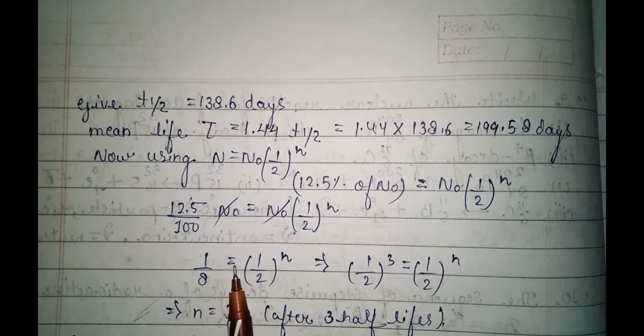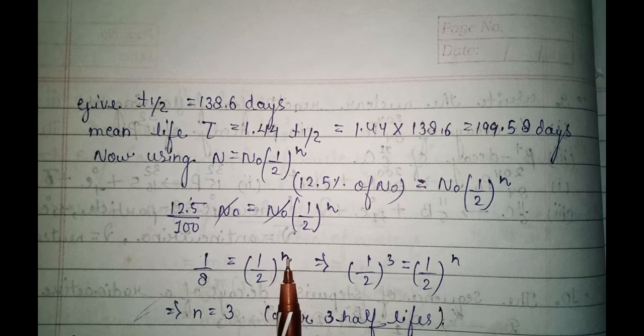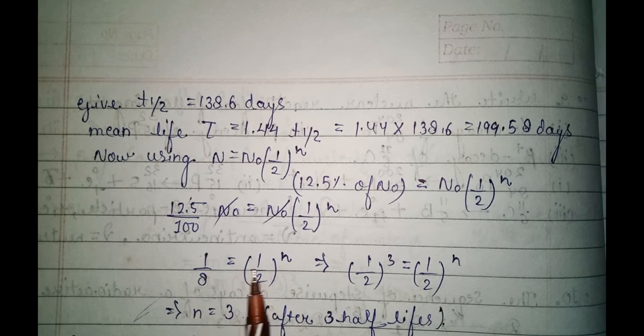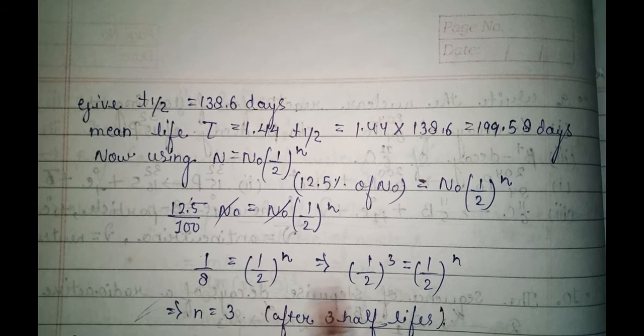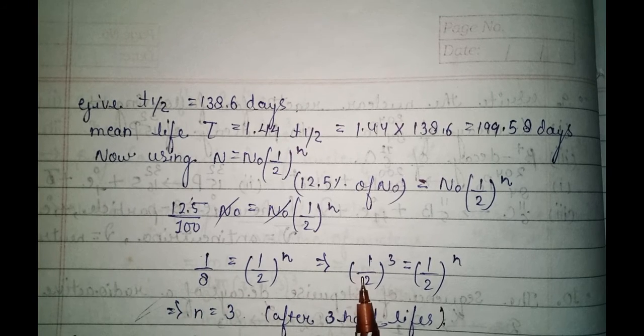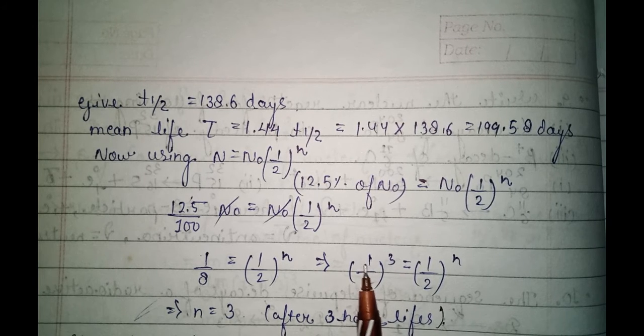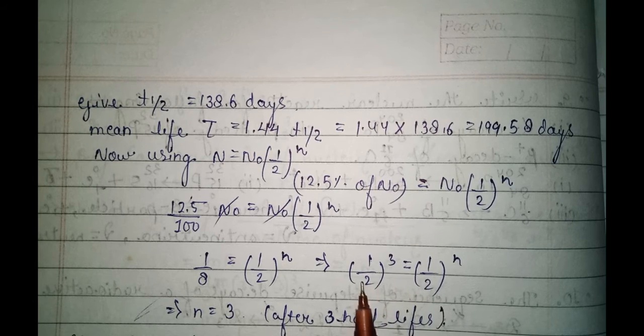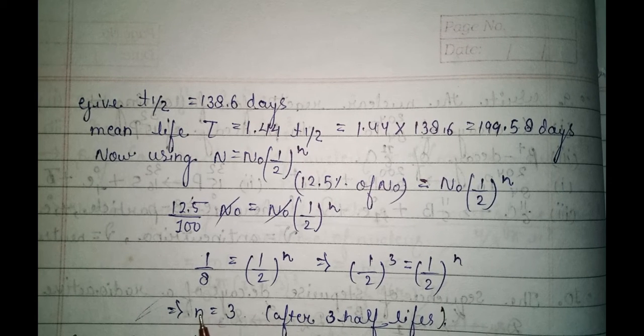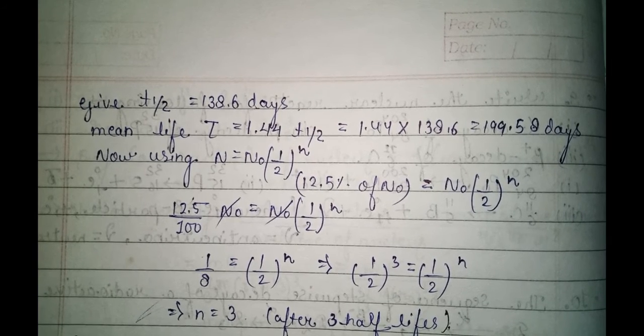Now we get 1 upon 8 is equal to 1 by 2 raised to the power n. Now we know that if the bases are equal in an equation, then their powers must also be the same. So we can write this 1 upon 8 as 1 by 2 raised to the power 3, because 2 raised to the power 3 is equal to 8 and 1 raised to the power 3 is equal to 1. So on comparing these two quantities, as the bases are the same, their powers must also be equal. So we get the number of half-lives is equal to 3. So after 3 half-lives, our undecayed nuclei will be 12.5% of the original one.